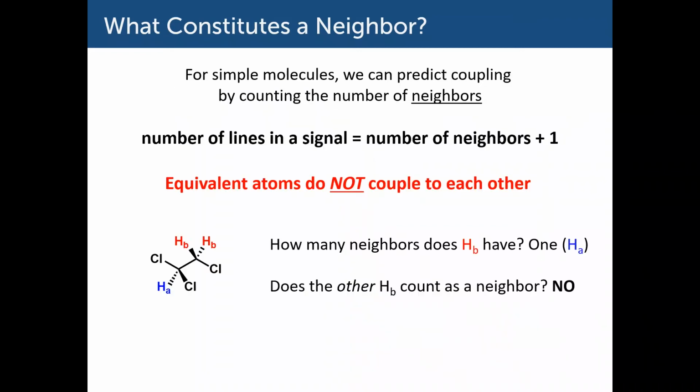And from that, we can conclude that one HB atom doesn't couple to the other HB atom. Another way of saying that is that equivalent atoms do not couple to each other. Another way you could say that is that atoms attached to the same carbon in simple molecules are not neighbors at all. Okay, so let's work on this a little bit more, because there's one other question with respect to what constitutes a neighbor that we want to address.